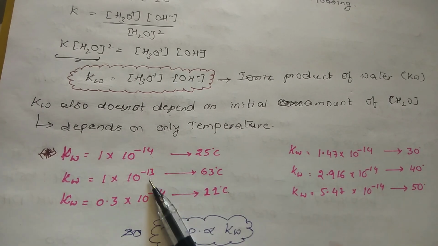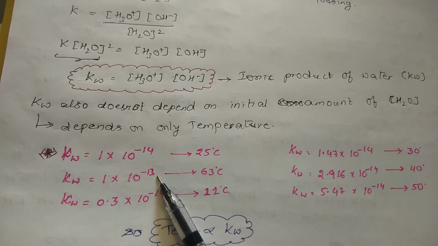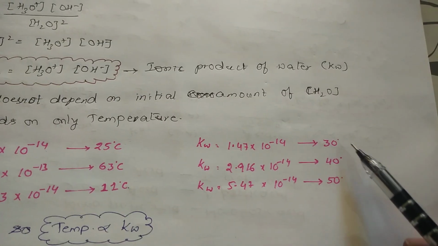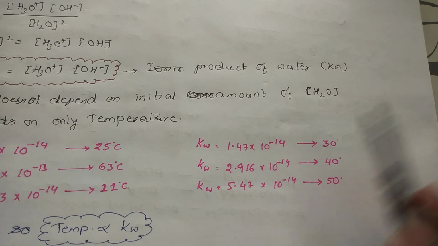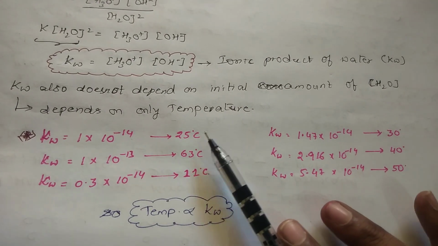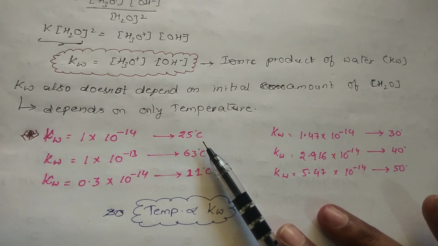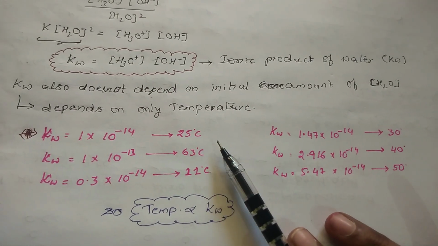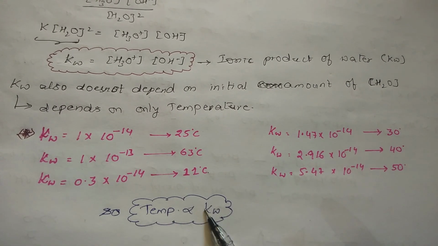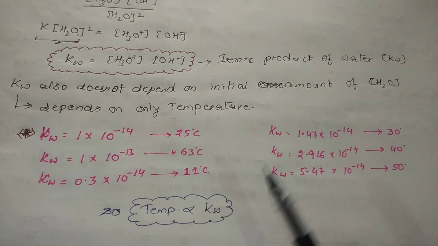See, among 10 power minus 14 and 10 power minus 13, 10 power minus 13 is greater, right? So temperature increasing, Kw is increasing. Some values at different temperatures, 30, 40 and 50, have been mentioned. These are not at all important, and 99.999% only this one you should keep in mind: 1 into 10 power minus 14 is the equilibrium constant of water at 25 degrees centigrade. As you increase the temperature, the Kw value will increase because there will be more production of H plus and OH minus ions.